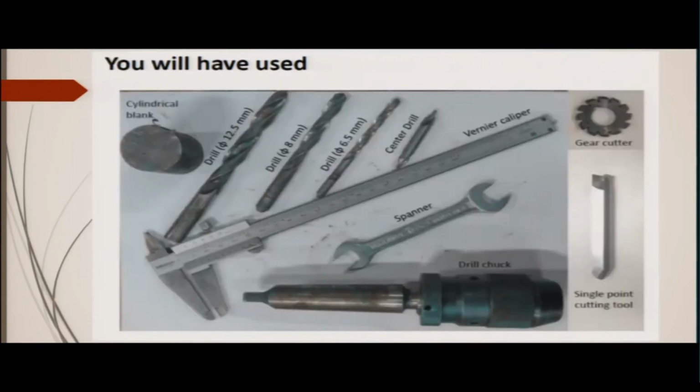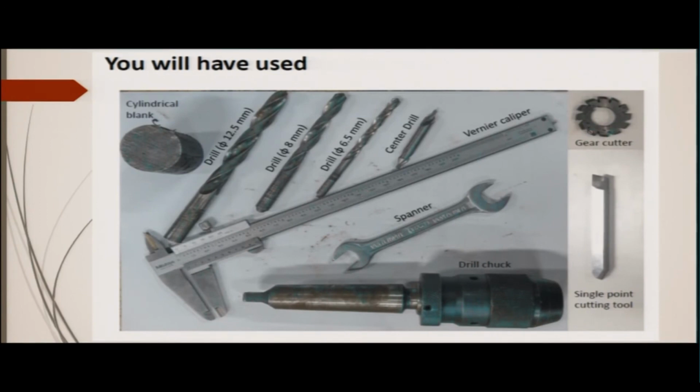Now, while doing so, you must have used these kinds of tools: this is the cylindrical blank, this is the drill with 12.5 millimeter, this is the drill with 8 millimeter. If you remember, we had a pilot hole and then we had a final hole. So, these are the pilot drills used for making the final drilling, and the center drill is for marking. This is required for the pilot drill and the actual drill to go properly. All the time you need a vernier scale to measure the diameter.